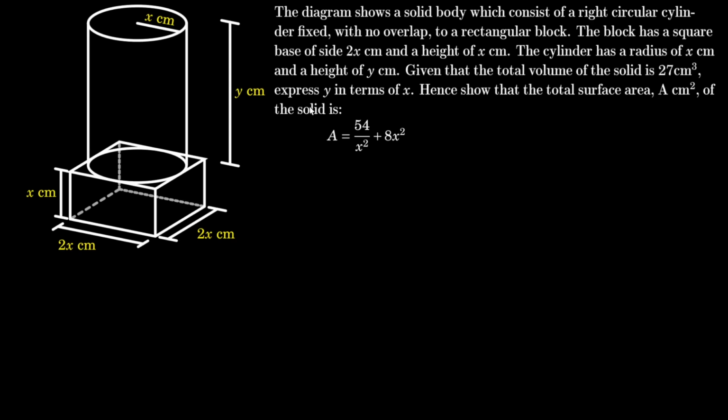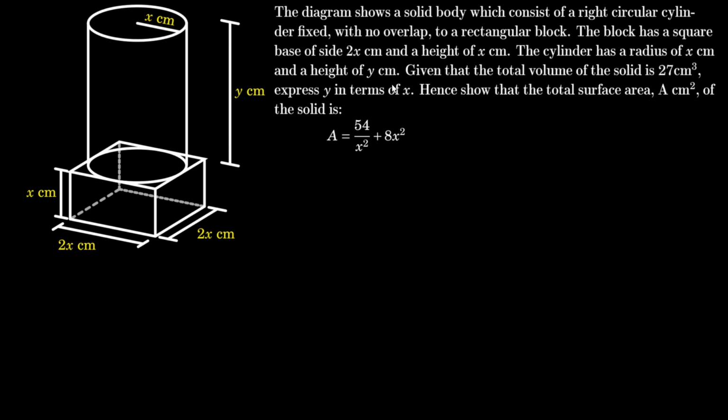Hi guys, in this diagram we have a solid body that consists of a right circular cylinder which is fixed with no overlap on a rectangular block, of course, which is at the bottom. Now the rectangular block has a square base, you can see at the bottom, which has a side of 2x centimeters and a height of x, right? Now the cylinder has a radius of x as well and height of y centimeters.